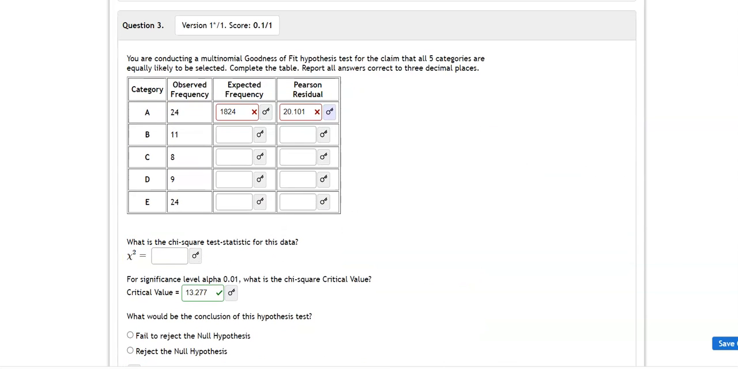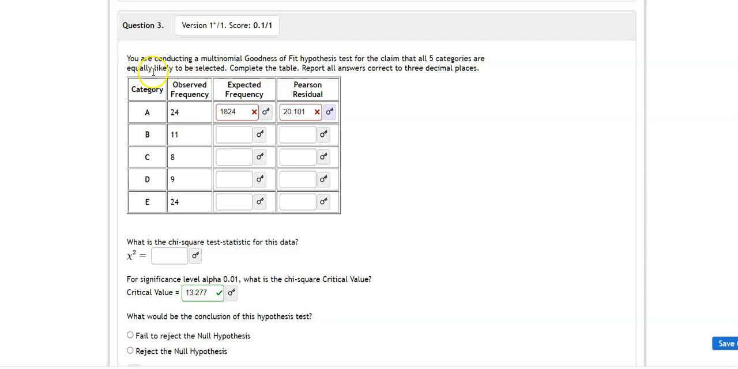So, okay, you're conducting a multinomial goodness of fit hypothesis test for the claim that all 5 categories are equally likely to be selected. Let's notice "equally likely." That's very important. We're going to complete the table, report all answers correct to 3 decimal places.